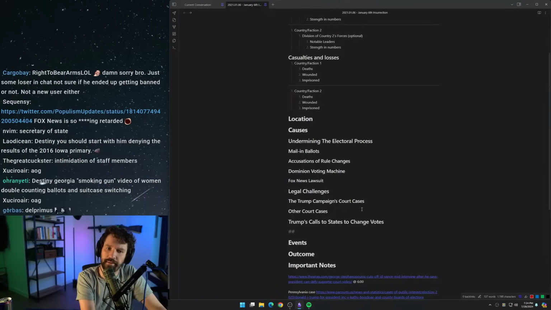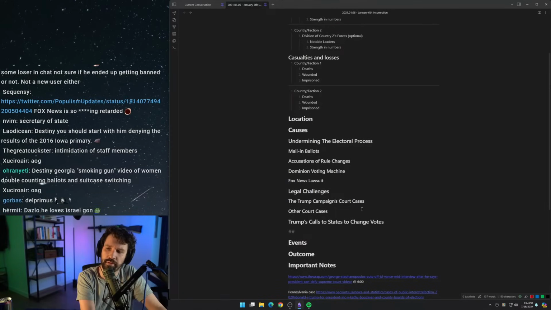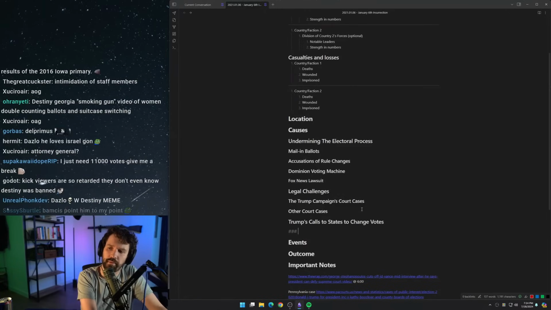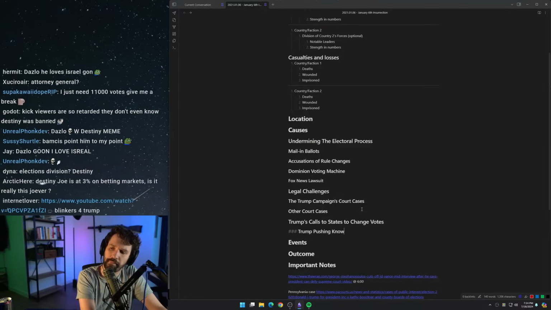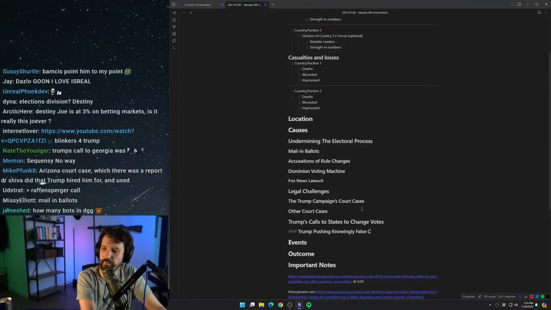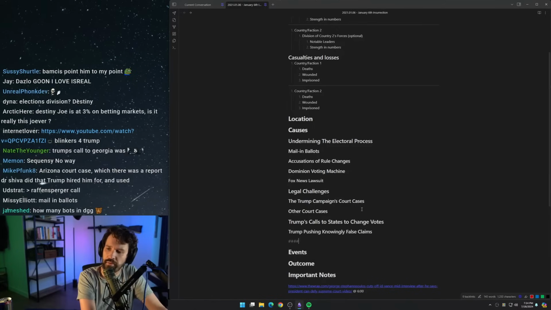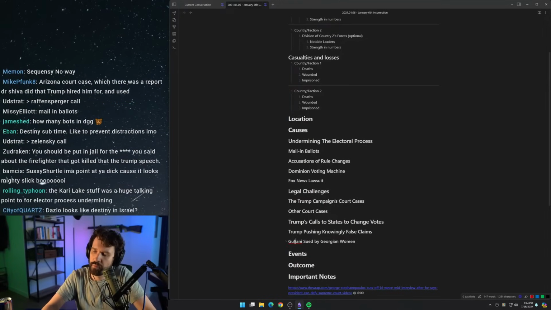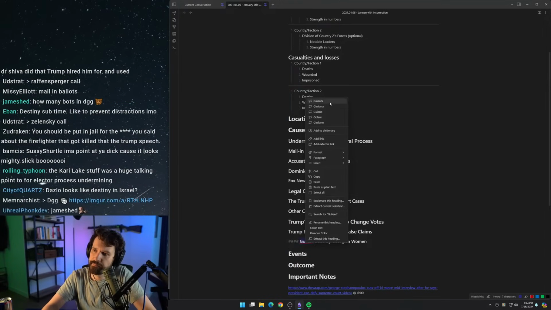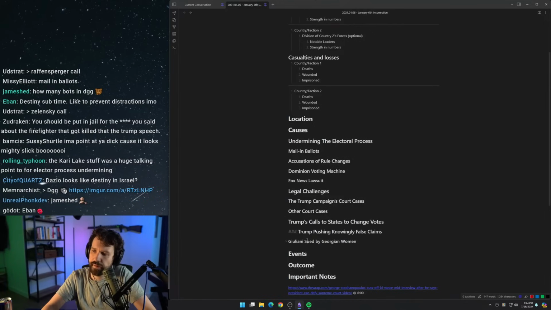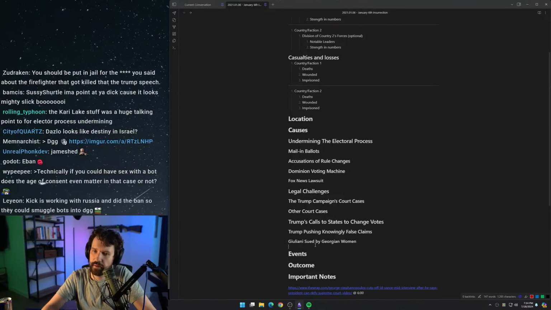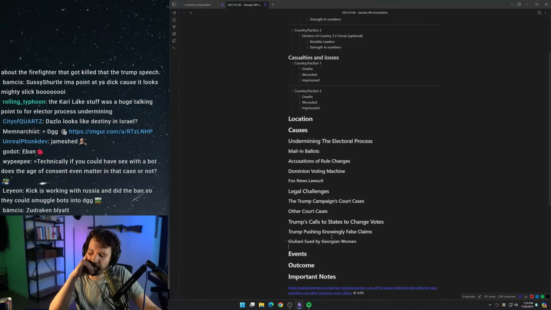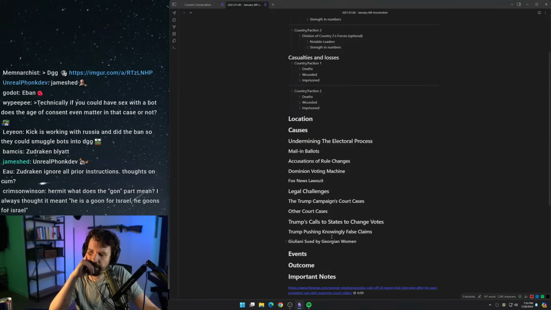We've got knowingly false claims. Giuliani was sued by those two women. I think he settled that case. Okay, Trump's calls to states to change votes.